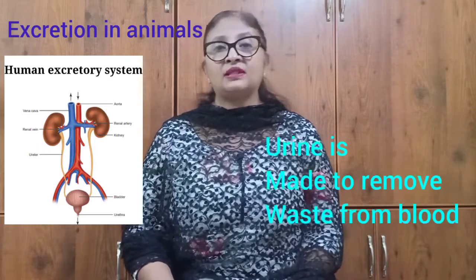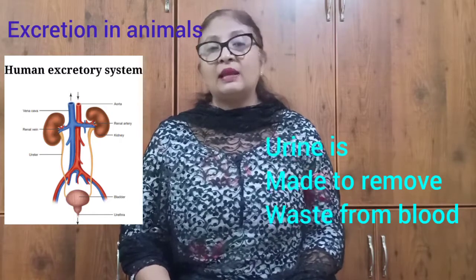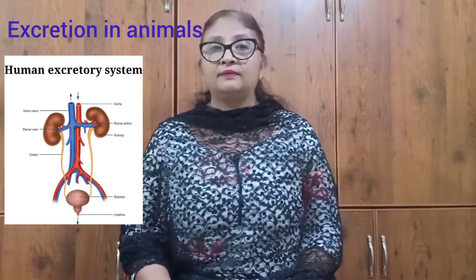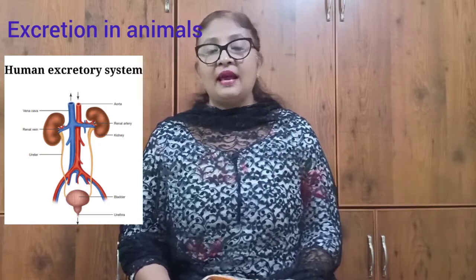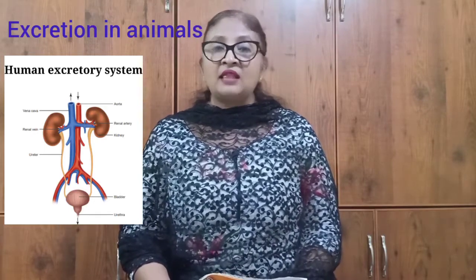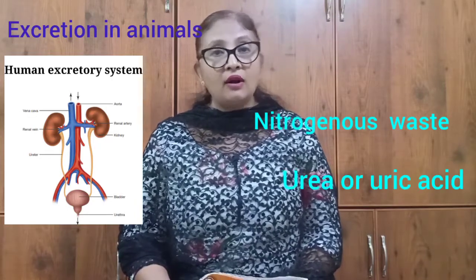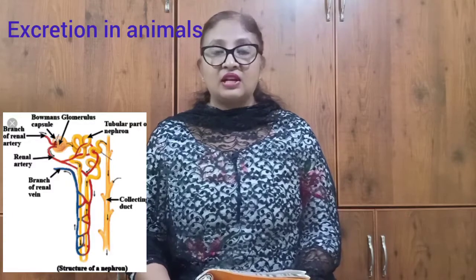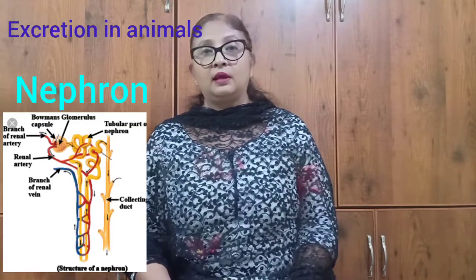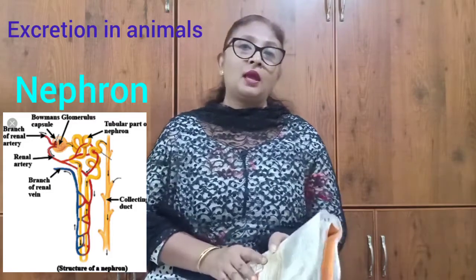Now, what is the purpose of making urine? It is to remove waste materials from the blood, just as carbon dioxide is removed from the blood. The nitrogenous waste products are urea or uric acid. The basic unit of filtration is nephron. Let us now see the structure of nephron.